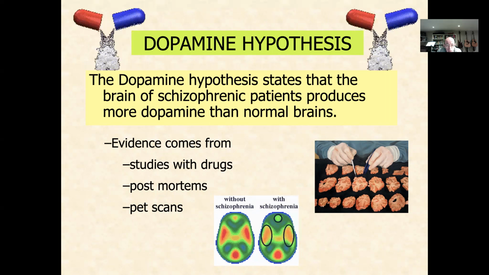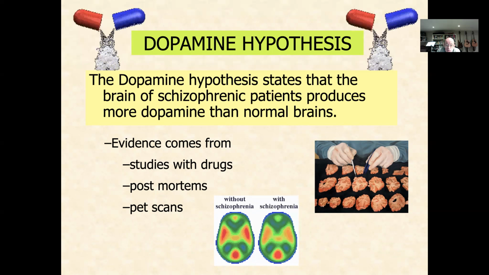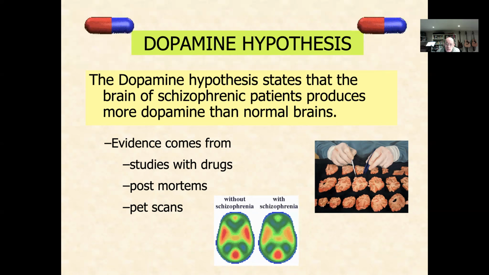So the original hypothesis said that people with schizophrenia produce more dopamine than normal brains, and it's the dopamine that's responsible for the symptoms of schizophrenia. And they had three places where they say, look, here's some evidence to support this. There've been some drug studies, there are post-mortem studies, and there are PET scan studies. So I'll just quickly run through that material, which you will have looked at already, but just to be really clear.